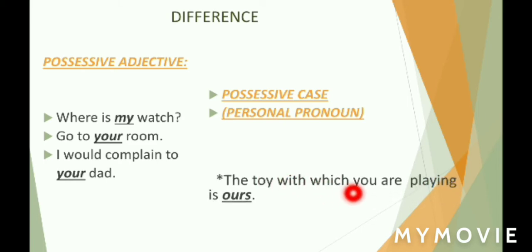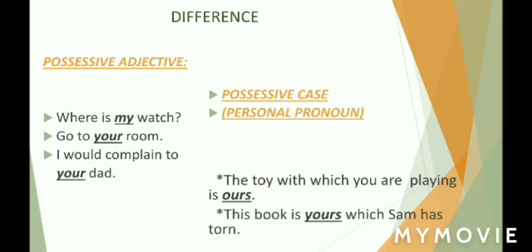The toy which you are playing is ours. Now this shows the possession, but it is not at all modifying any noun. This book is yours, which Sam has torn. Now yours stands on its own without modifying any noun.